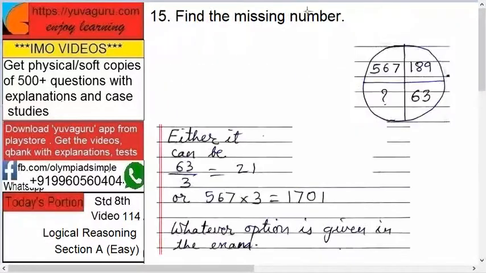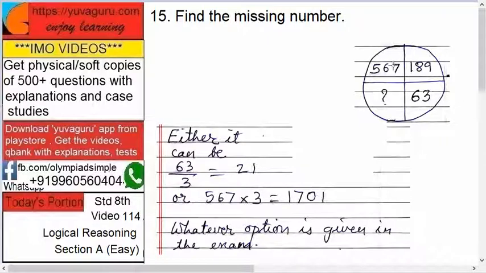Next is find the missing number. 63, 189, 567 and next is what? See here, there can be two options. In some books only one option is given, but there can be two options. How? Let's see. Here 63 into 3 is 189, 189 into 3 is 567, 567 into 3 is 1701. That is one way out.